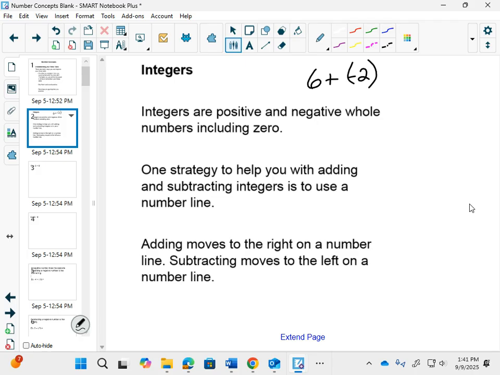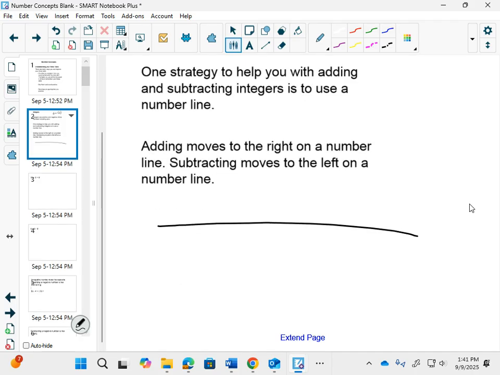And we're going to find out that when we add and subtract integers, it becomes really easy if you think of working on a number line. So a number line, that's your basic. Here's a number line, 0, 1, 2, 3, 4, 5. And the negative integers go in the other direction. That's your number line.